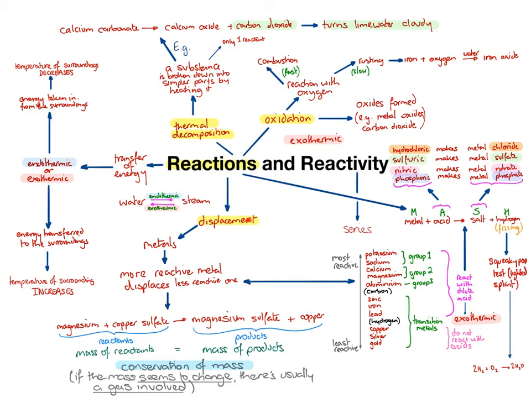Here, we go down to displacement reactions. They involve metals. We've got an explanation of how the metal and the displacement come together. A more reactive metal will displace a less reactive one. What do we mean by more reactive? Well, we've headed back to our reactivity series. Here's an example. To give a concrete example of a displacement reaction, I've also taken this as an opportunity to mention the conservation of mass.